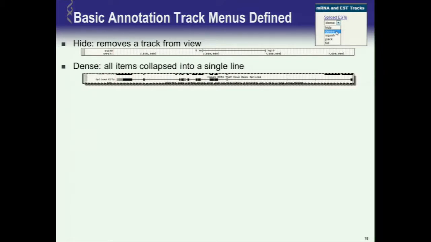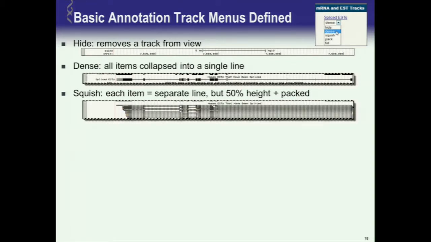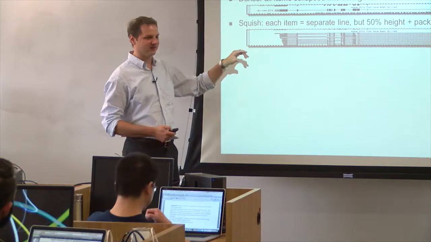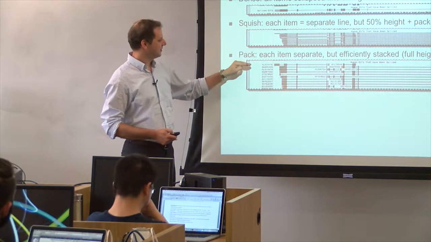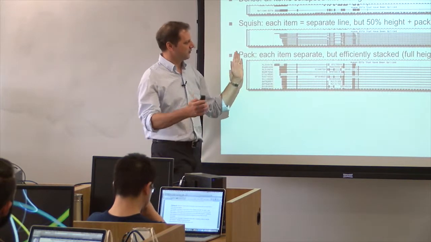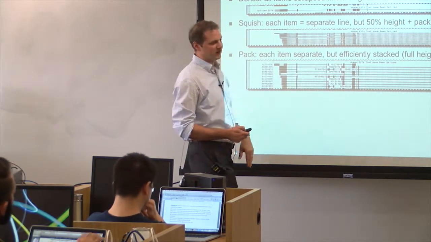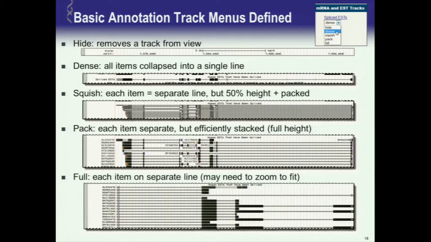So hide, obviously you can't see it. Dense, everything's in a single line. Squish, everything's small and tiny, but sometimes that's good if there's a ton of data to show. Pack, each item is separate, but still multiple items can be on a single line to make it most efficient. And then full, each item has its own separate line. And sometimes that's horrible. If you're looking at a big region with a lot of data, like SNPs in a megabase, you'll be scrolling all day just to get to the bottom of the page.